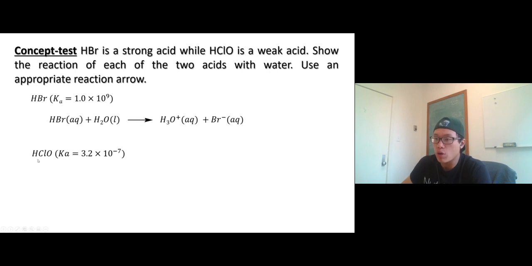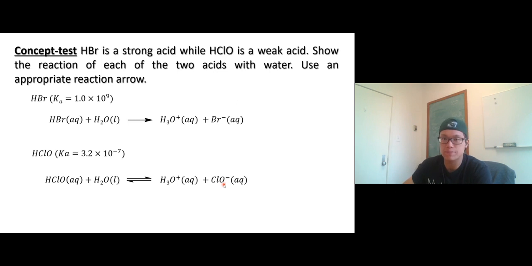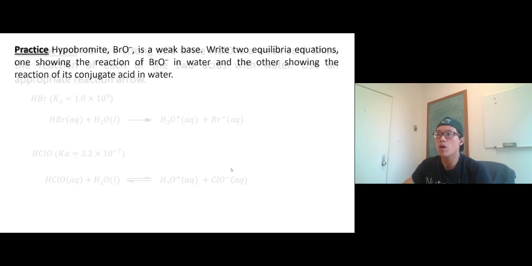All right. Hypochlorous acid. It's a weak acid, 10 to the negative 7, which means that most of them stay as a molecule. They don't dissociate. React with water. Some of them dissociate. So hydronium ion and then hypochlorite.